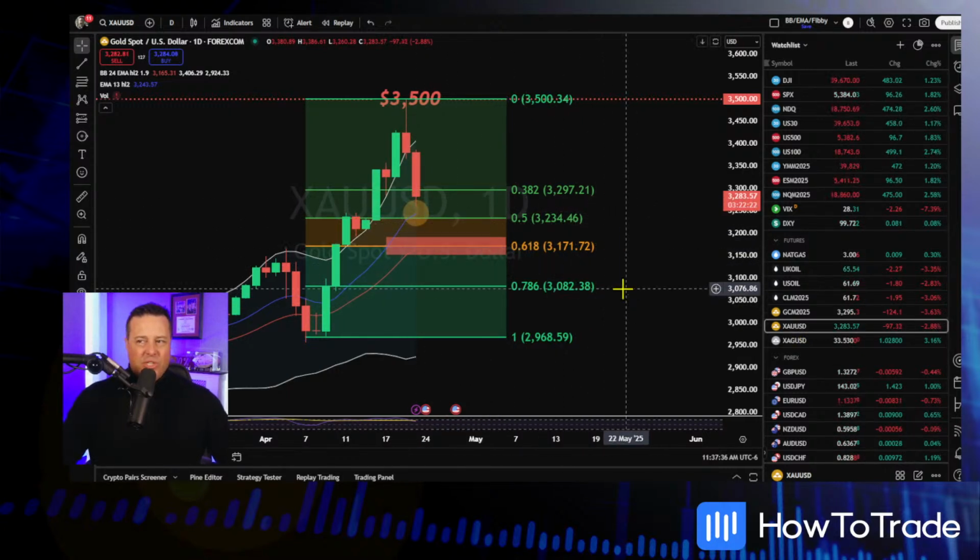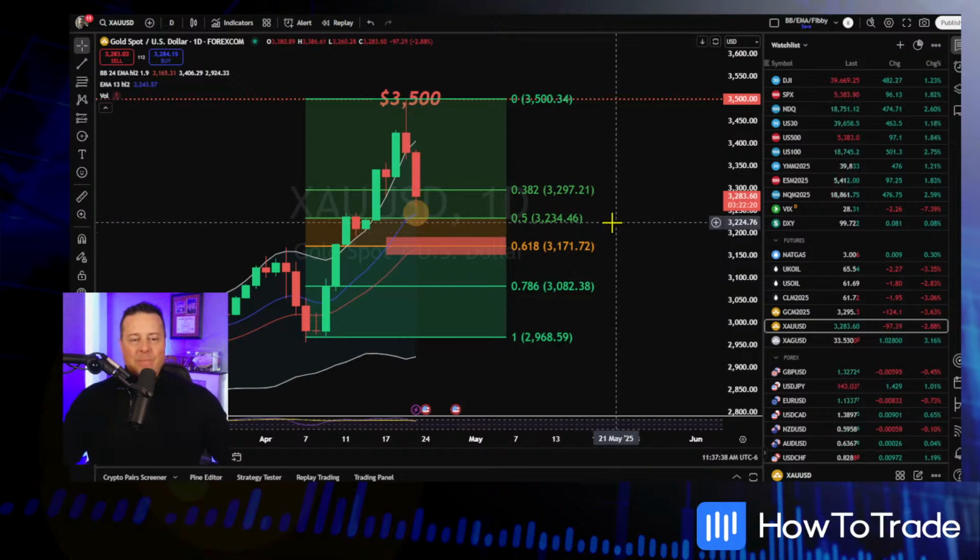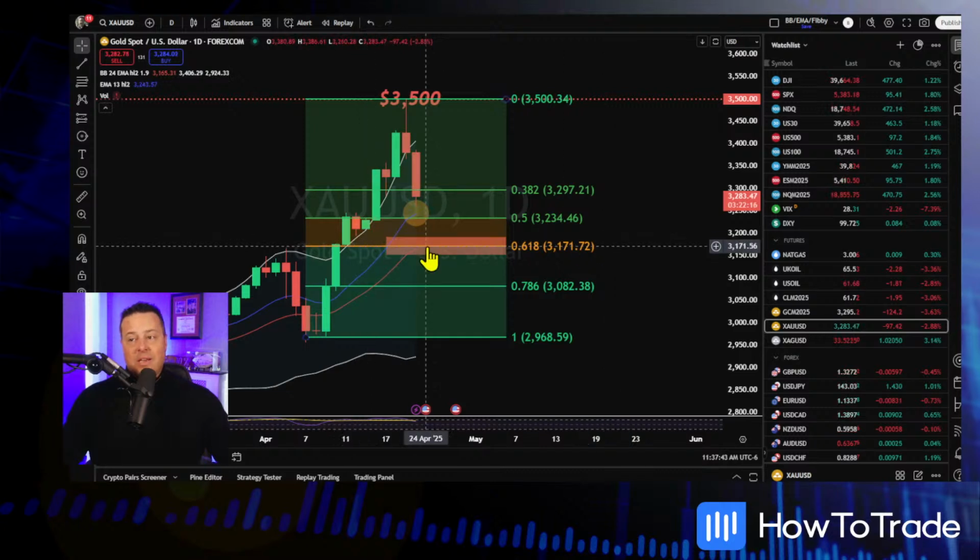Each one of these levels should have bidders. I'm not a big 50% bidder, though, so I'd probably pass on that. 62% right there at 31.71, that's going to be a banger back into the golden zone. I really like that one a lot. I think that's going to be a pretty good winner.